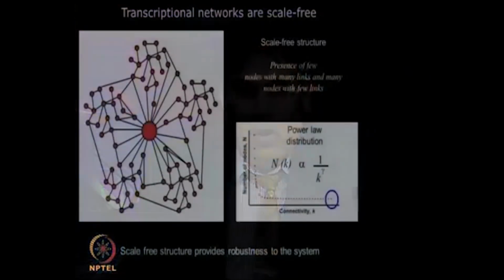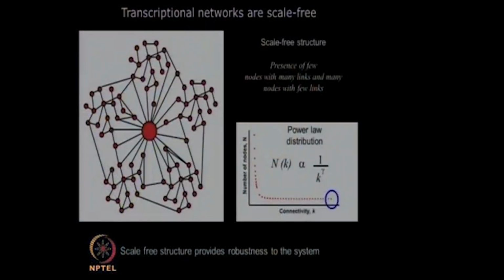Another property that is of great interest in understanding biological networks is the scale-free structures. And while a lot of biological networks are documented and shown to be scale-free, transcriptional networks are also documented to be scale-free structures. So, what exactly are scale-free networks? Scale-free networks correspond to the structure of a network where there are few nodes which are highly connected. For instance, in the network figure that you see to the left, there is a big red node which is highly connected. But there are not many such highly connected nodes, and there are many nodes which are very poorly connected.